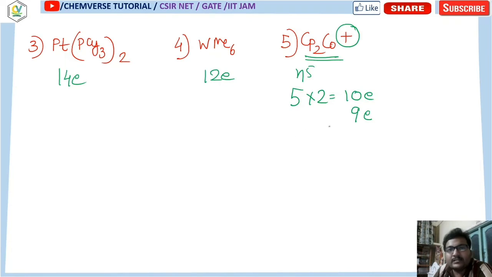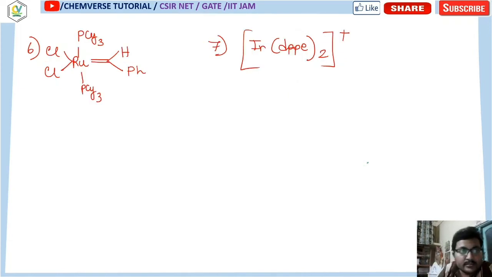Okay, now how many charges are there? A positive charge means there will be 1 electron less, so the species is 1 electron deficient. So you will subtract the positive charge. Suppose there is a negative charge in some complex, then you will add that charge. Clear? So 10 plus 9 minus 1, it is 18 electrons. So Cp2Co+ is 18 electron. Remember, whenever a positive charge is there, you subtract. Whenever a negative charge is there, you add.